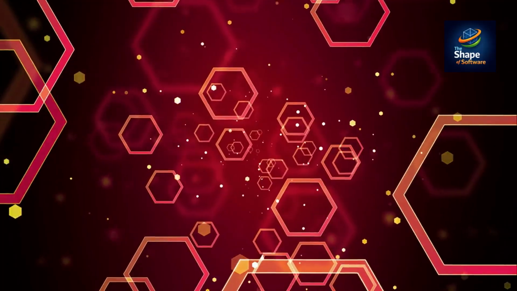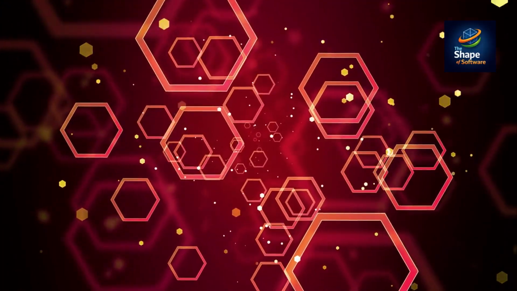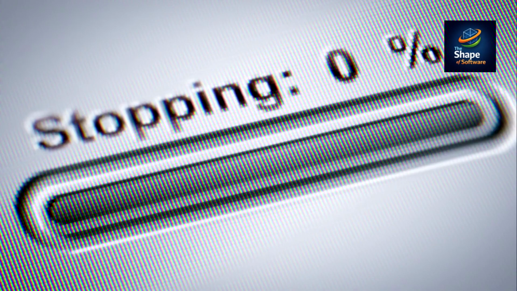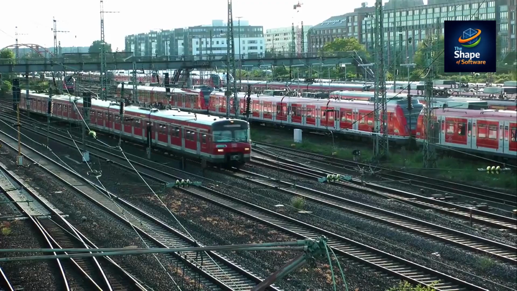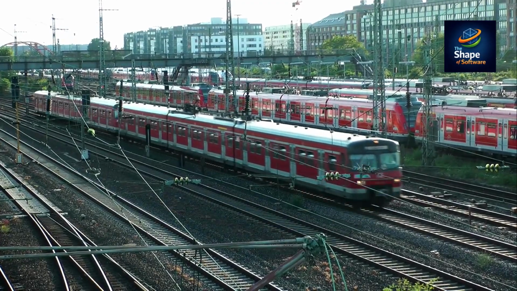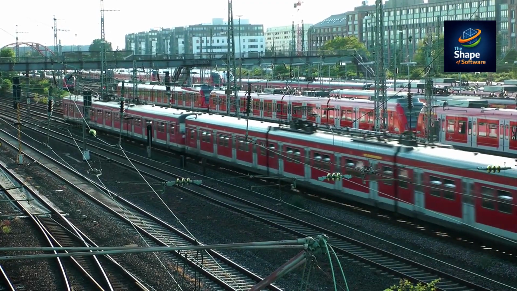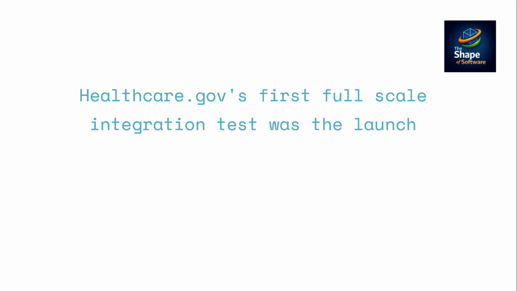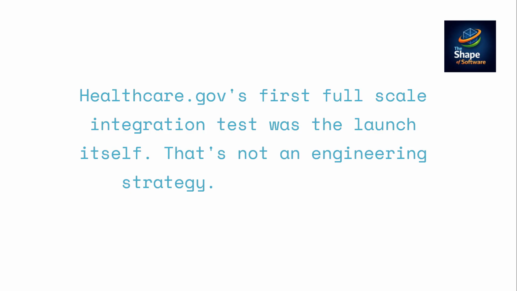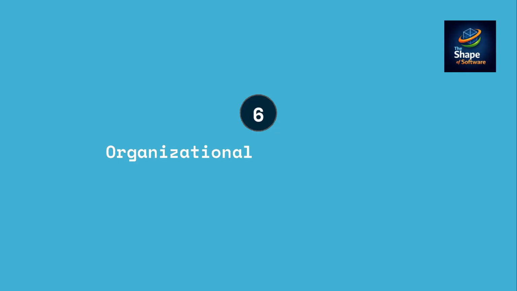In large systems, emergent behavior only appears under integrated load: database locking behavior under concurrency, thread pool starvation, queue back pressure, unexpected retry storms. If you don't test full stack under realistic traffic patterns, your first true test is production. Healthcare.gov's first full-scale integration test was the launch itself. That's not an engineering strategy, that's a gamble.